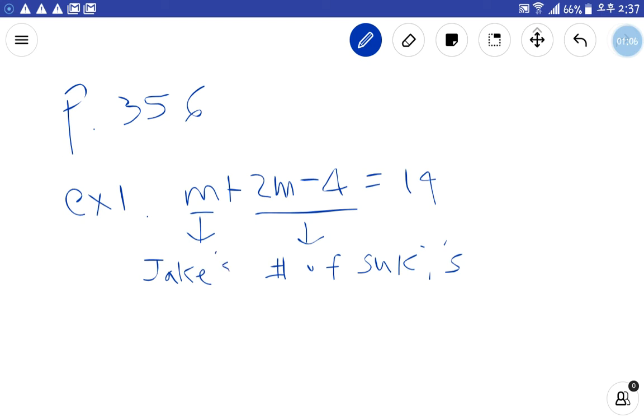So, they already gave us the equation, but you guys need to know how to set up the equation and solve, okay? So, m plus 2m minus 4 equals, together they have 14 airplanes. So, that's the given equation. Now what? Find the number of models each person has. So, we're going to find the m, and then we're going to find the number of Jake's and the number of Suki's.